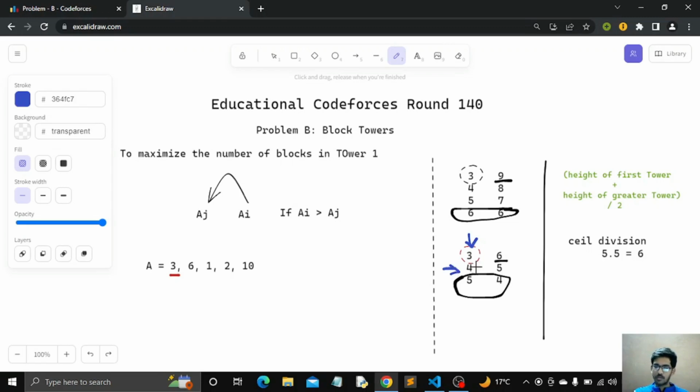As the height of the first tower is still less than the height of the other tower, we can perform this operation again. On performing it again, the new heights will be 5 and 4. Now the height of the first tower is strictly greater than the height of the other tower, so we can no longer perform this operation on this particular tower. Now we will look for some other tower which has height greater than this new updated height of tower 1.